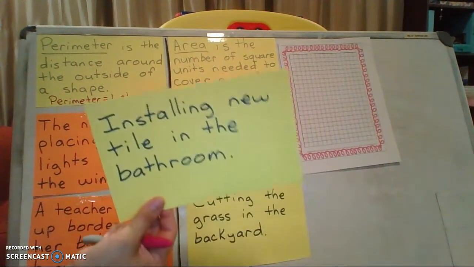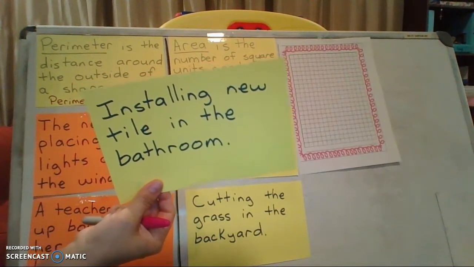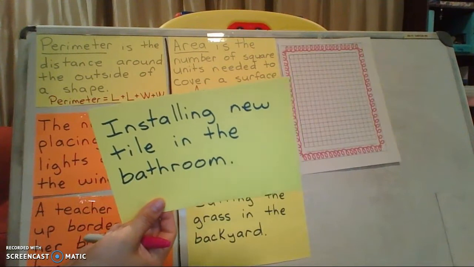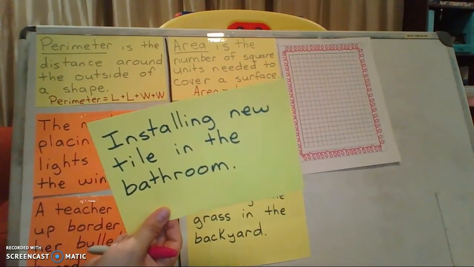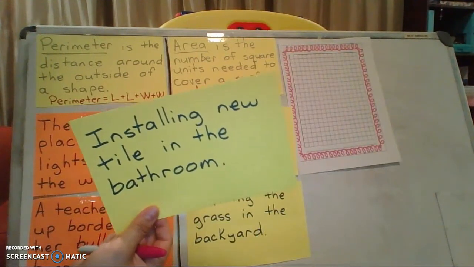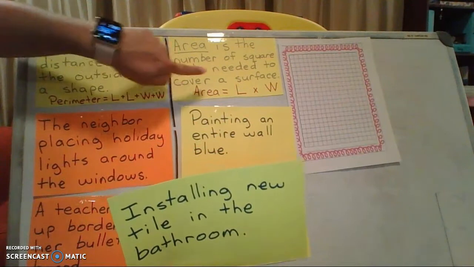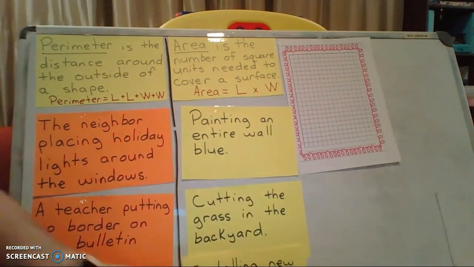All right, let's take a look at this one. How about if you are installing new tile in the bathroom? If you're going to install tile in the bathroom, it would either be the entire wall of the bathroom, or it could be the entire floor of the bathroom. So that would also be able to cover a surface, and this would be area. So we would put this one right here under area.